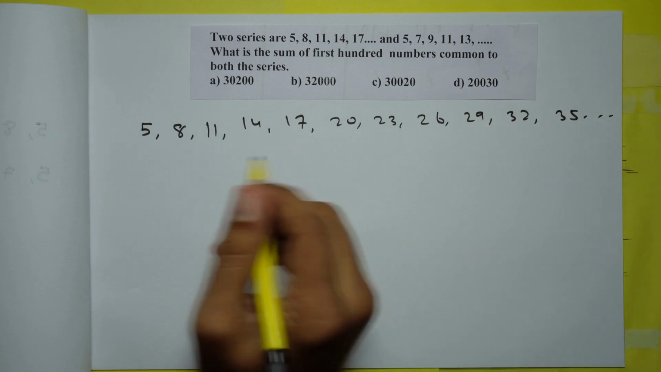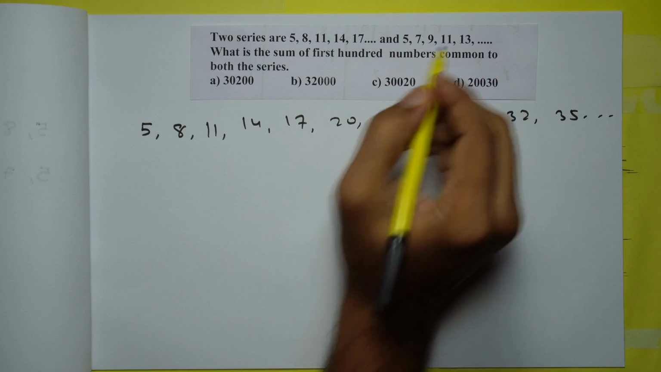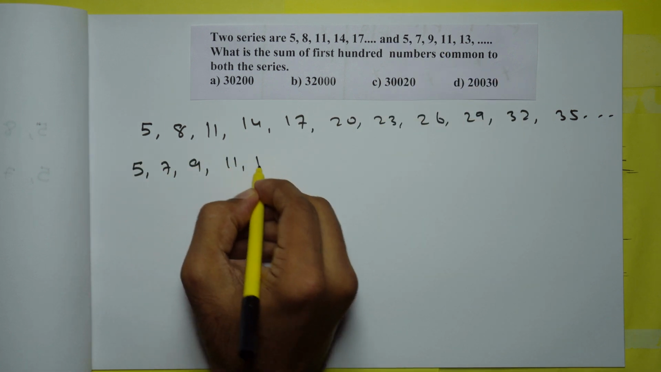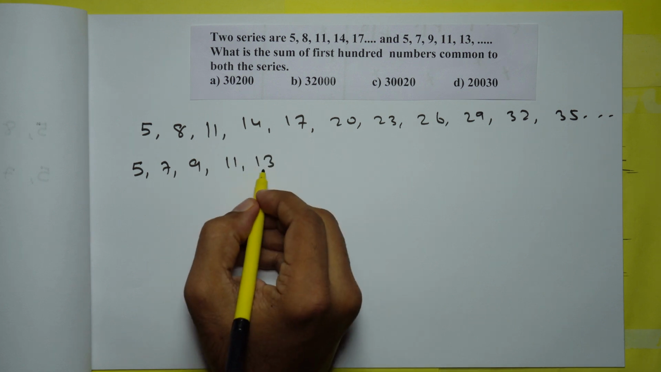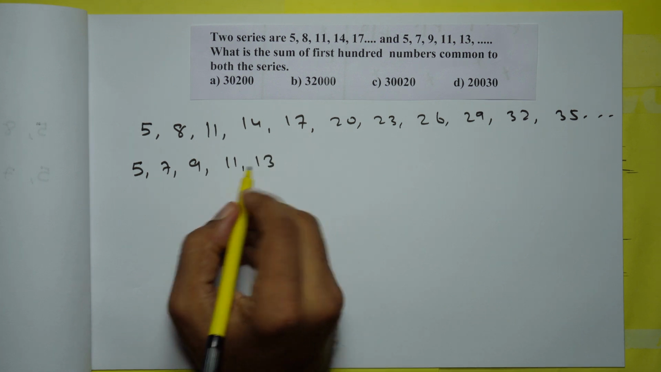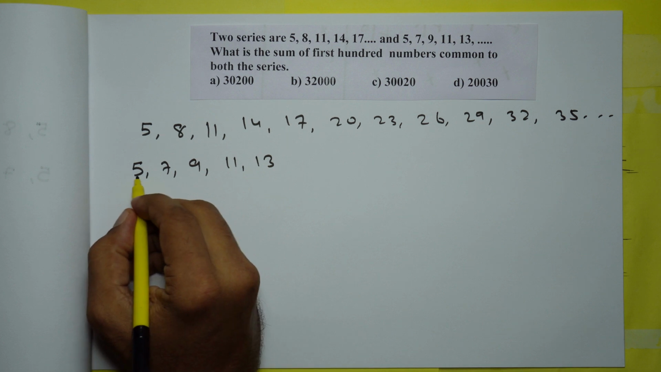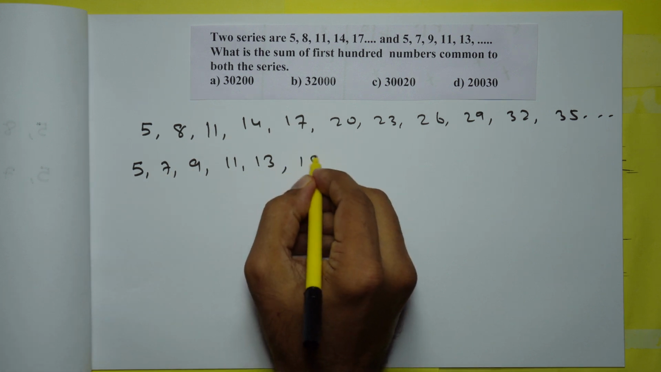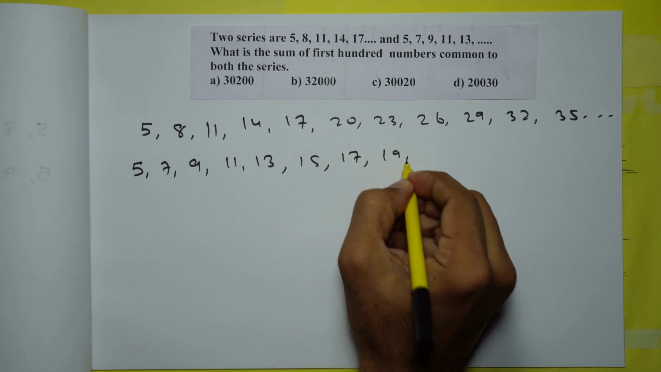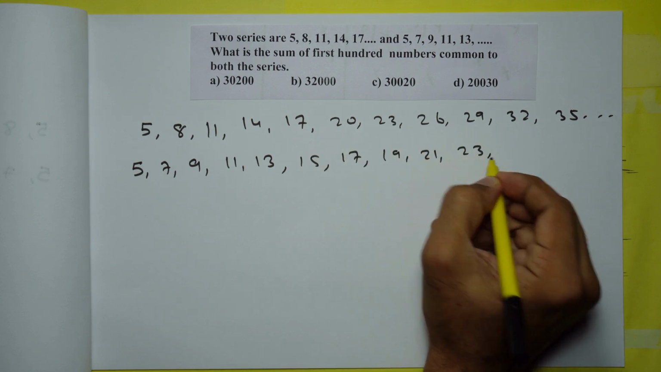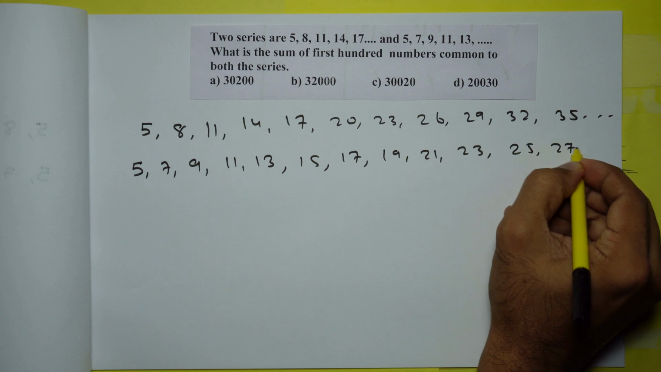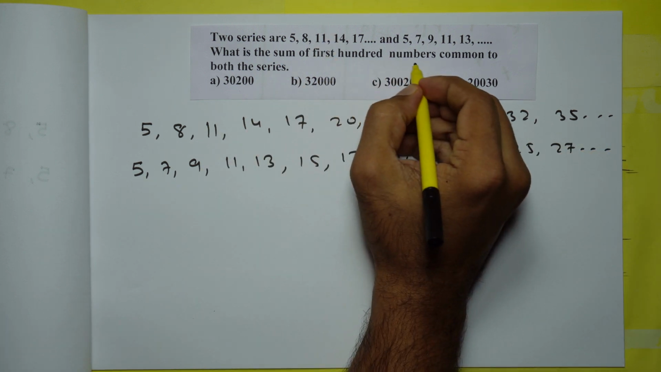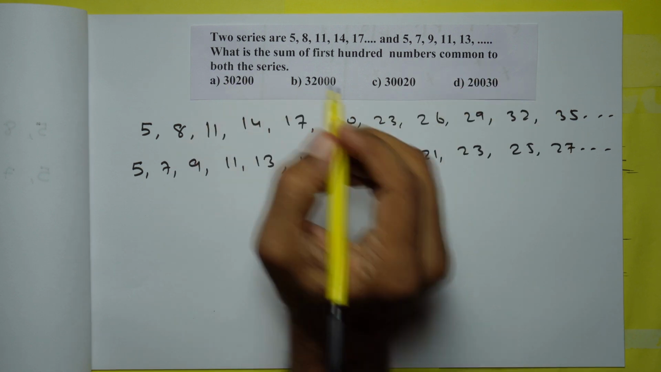35 and so on. Now let us write down the second series, that is 5, 7, 9, 11, 13 and so on. Each successive term is obtained by adding 2 to the present number. 5 plus 2 is 7, 7 plus 2 is 9, like that. So it will be 15, and so on. Now what is the sum of the first 100 numbers common to both the series?